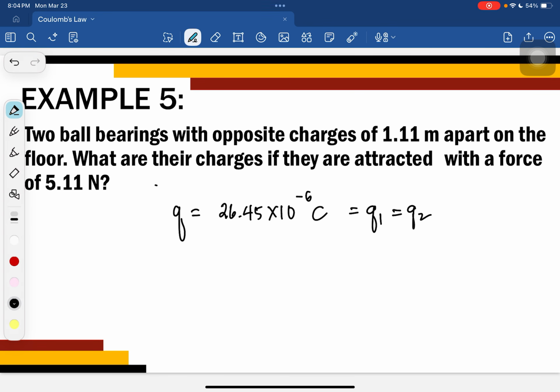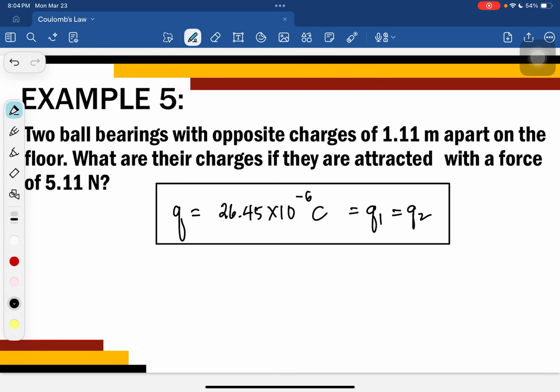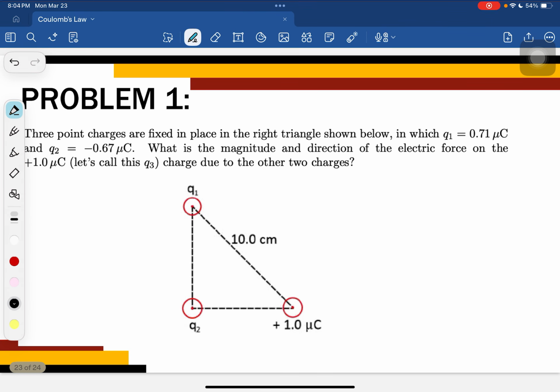What you do here is just apply again the Coulomb's law formula. Be extra careful with your units, because that's where you might get the error, since the formula is quite simple. And of course, before I end the video, I have one problem here. I'll be solving a 3-charge configuration in a right triangle.